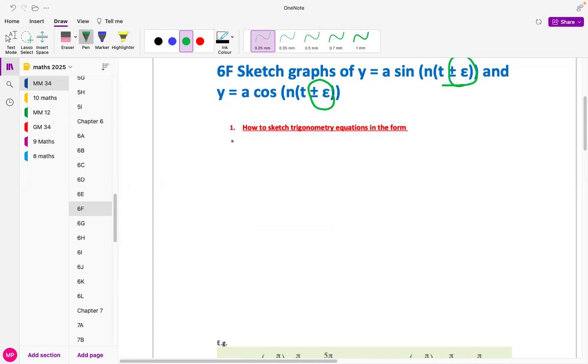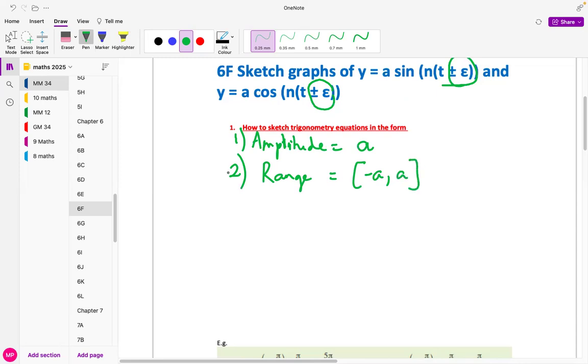So our first step when we sketch this is to find the amplitude. The amplitude is always the number in front of sine or cos. So in this case, it's A. But remember, you need to take the positive number only. Now the range will be negative A to A.